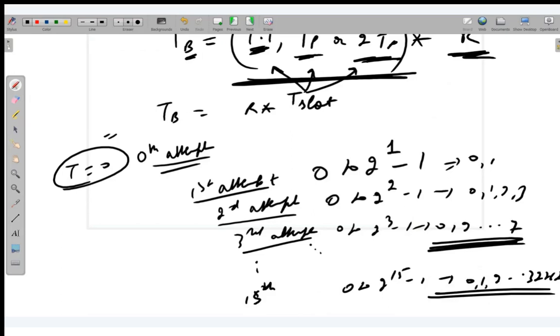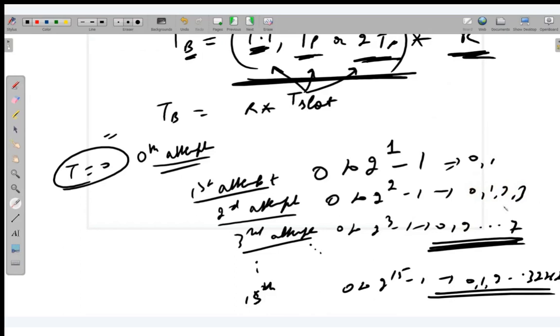As the number of attempts increases, the probability of collision also decreases, na? Because see, if two stations are there, then they will take a number from 0 or 1. Collision chances are 1 by 2 probability, na? Like both choose 0 or both choose 1, then there will be a collision. Here it decreases exponentially. With 0, 1, 2, 3, 4 choices are there. So both take 0, 0, both take 1, 1, both take 2, 2, both take 3, 3, then only collision. Otherwise, there will be no collision.